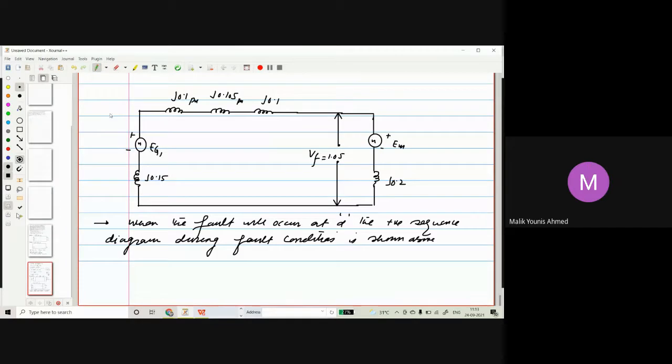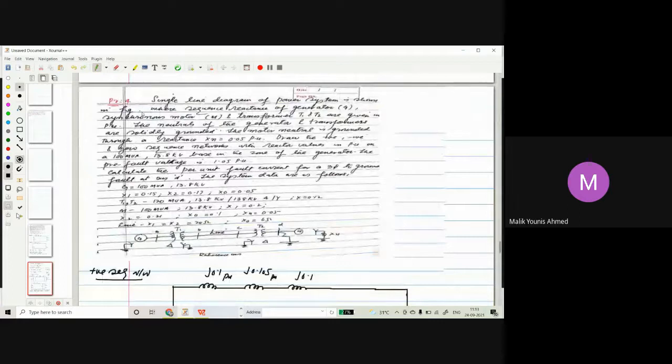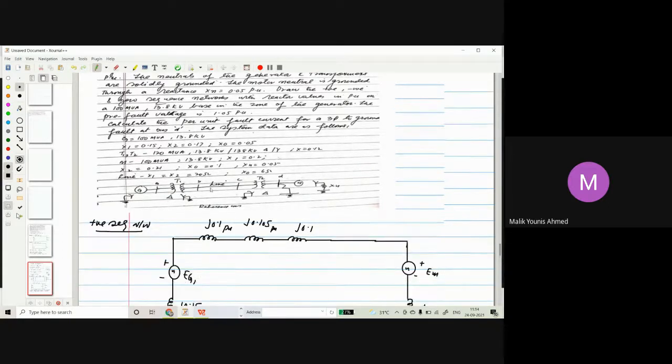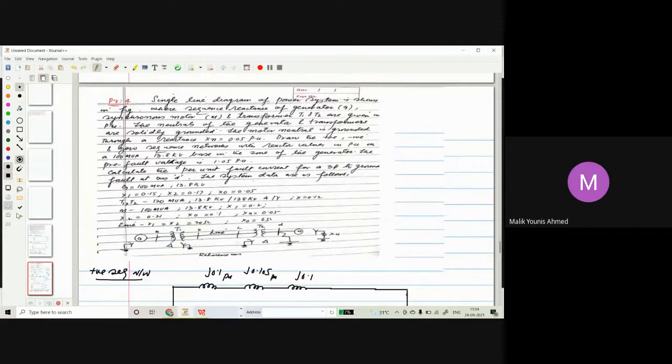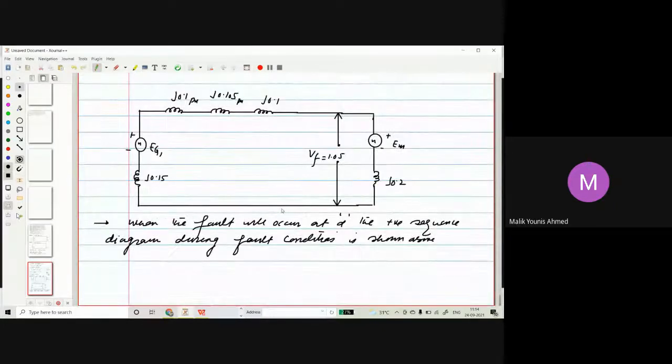Again we'll read the question. Calculate the per unit fault current for a three-phase to ground fault at bus D. So bus D is here. This is bus D: A, B, C, and D. We have to find it at D. So let us find it at D. Then to find the Thevenin impedance, we have to short circuit the voltage source. So we will be short circuiting the voltage source in both cases. So let us join them.